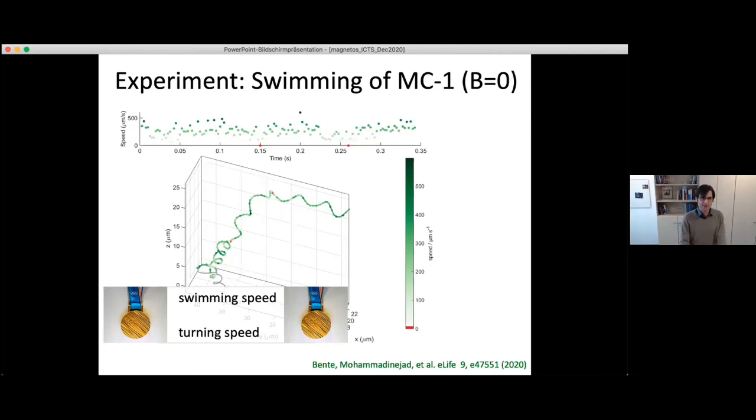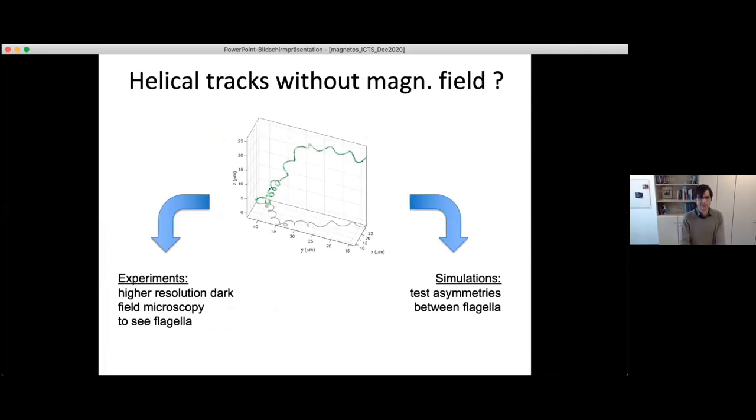Okay, that's nice for them, but for us, we have these helices that we need to explain because we didn't expect them. In fact, Klaas and Sarah tried a lot of things. One of them was to see the flagella, which we don't in the experiments. We don't see the flagella directly. So he tried to get higher resolution microscopy to see them, tried to label them somehow, but most of these things didn't work. On the other hand, we used the simulation to see what we could make asymmetric between these flagella to generate a helical trajectory rather than a straight trajectory.